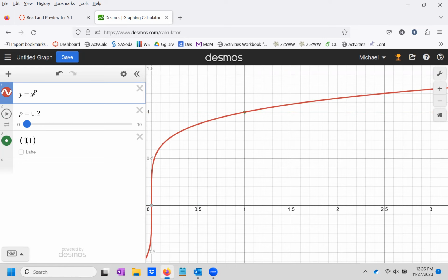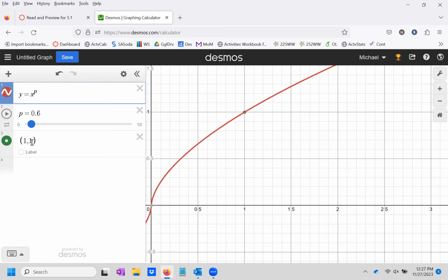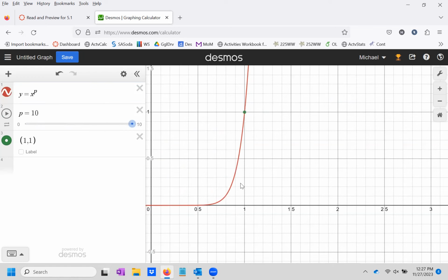Something less than 1, we get something that curves up like that, like the square root, or in this case, that's actually a 5th root, right? But as I increase this, when p is 1, I just have the straight line. When p is greater than 1, I start to curve down to concave up, right? And then as I increase it, this corner kind of gets sharper, right?